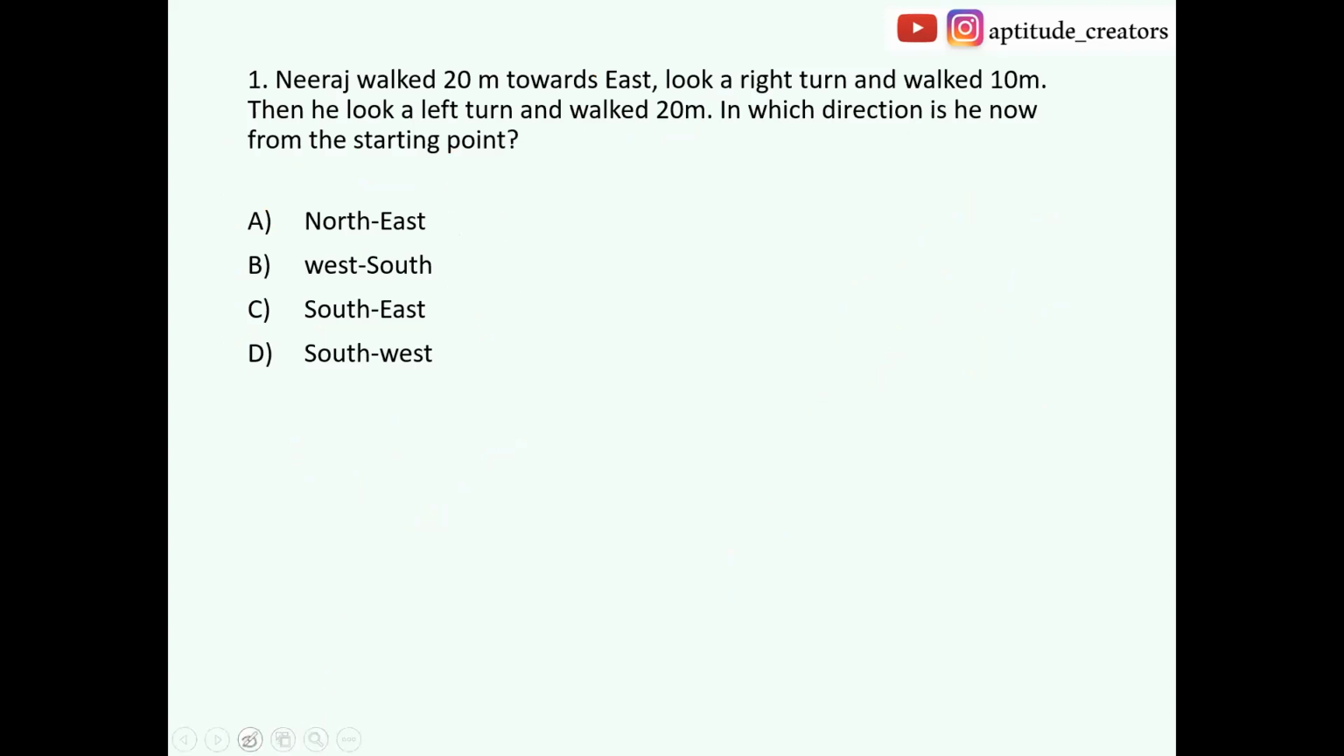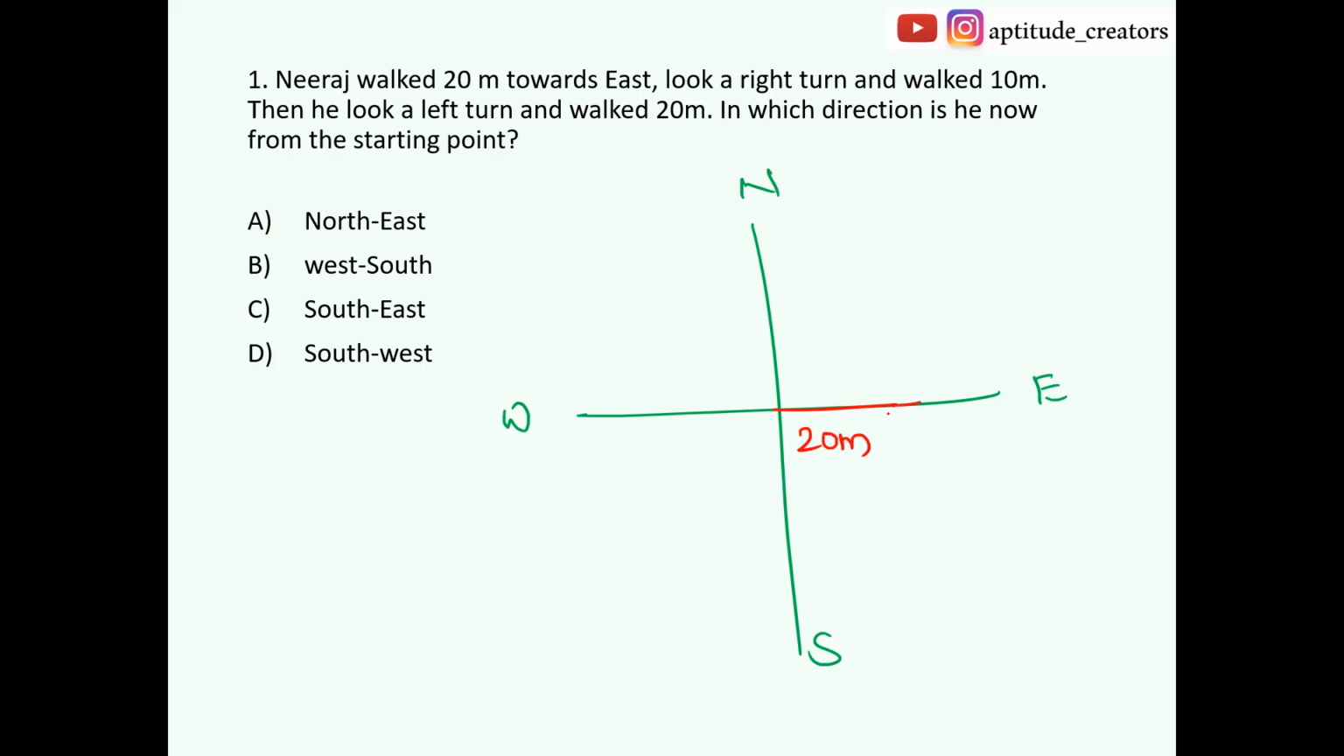Neeraj walked 20 meters towards east and took a right turn and walked 10 meters. Then he took left turn and walked 20 meters. Now Neeraj walked 20 meters towards east direction. Let us assume this is 20 meters. Don't put your scale and don't measure. Then turn right and walked 10 meters.